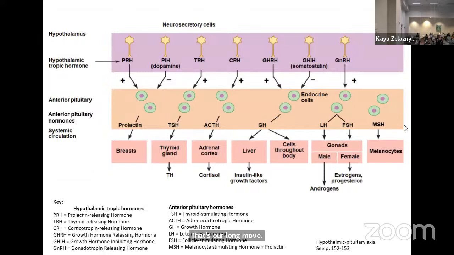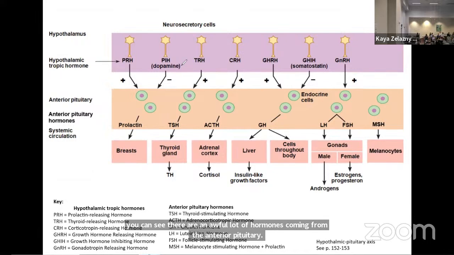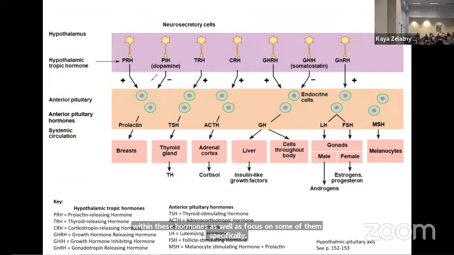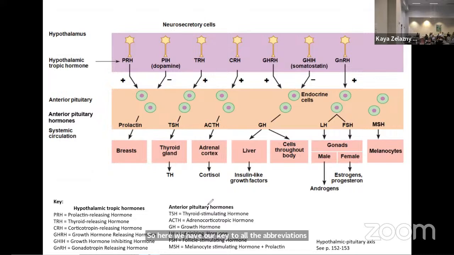Let's take a quick look at this diagram before class today, because you can see there are an awful lot of hormones coming from the anterior pituitary. We're going to look at some general trends within these hormones, as well as focus on some of them specifically over the rest of this unit. Here we have our key to all the abbreviations that I added to the bottom. We're thinking about all of these as part of this connection between the hypothalamus and the anterior pituitary.